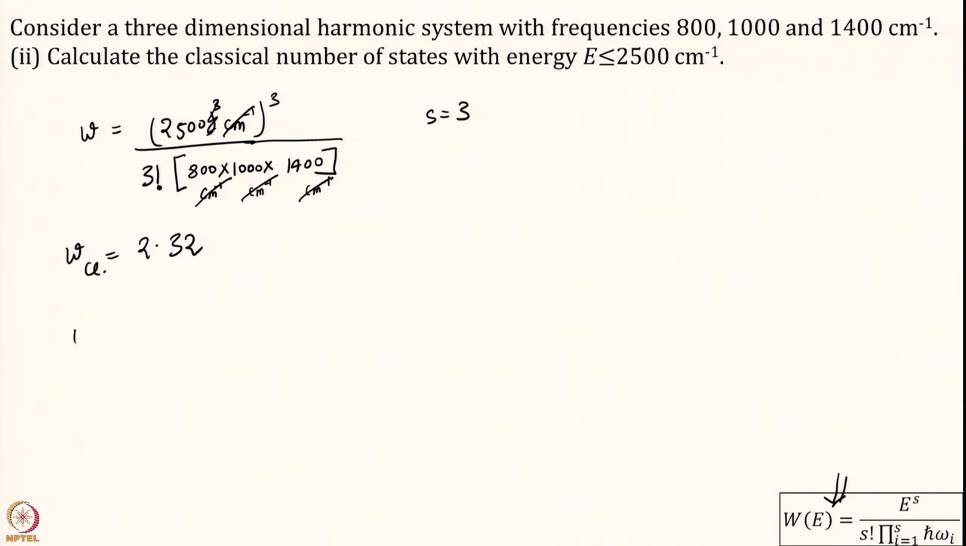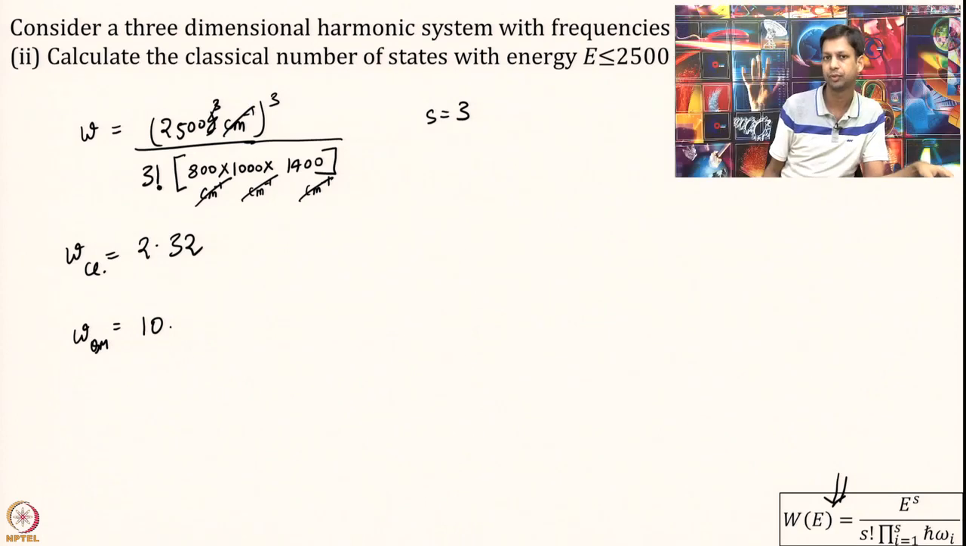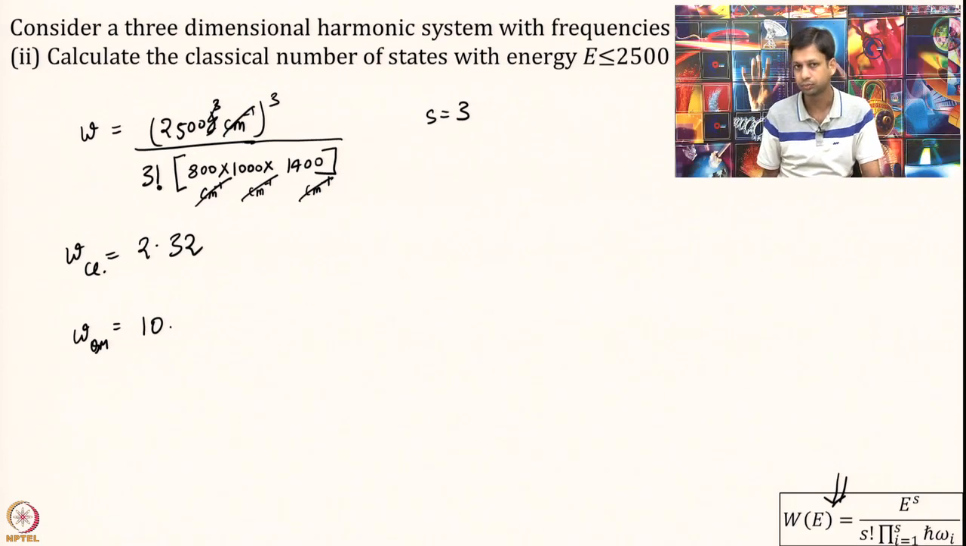So, you see W quantum was 10. Almost 5 times or 4 times more than the classical version. So, the classical W is not a good idea. We should do a quantum W. Okay. We will discuss a little bit more of this in the coming modules. This is a famous mistake actually made by RRK. So, by R and R, by Rice and Ramsberger, Kessel actually corrected it.